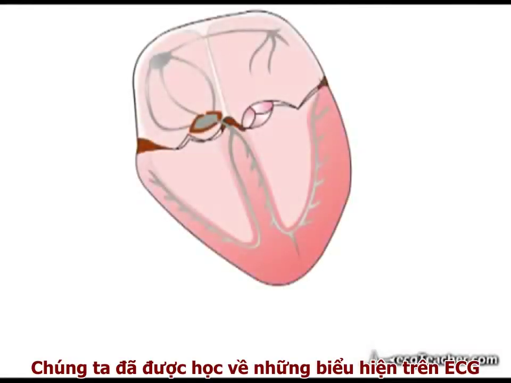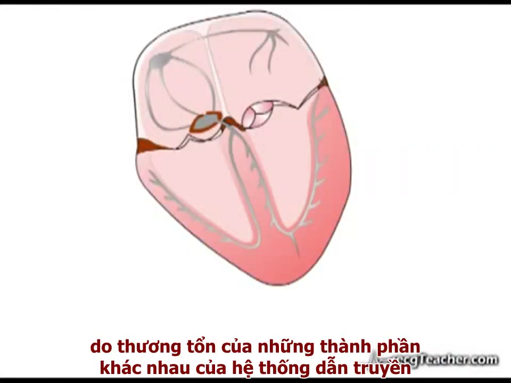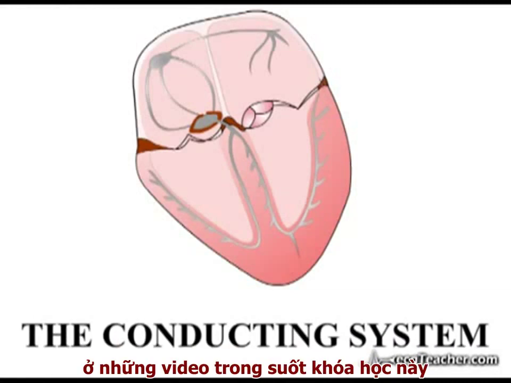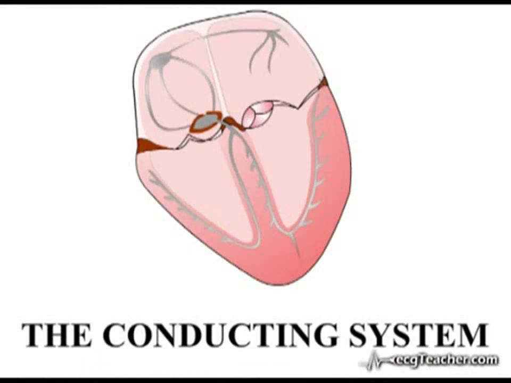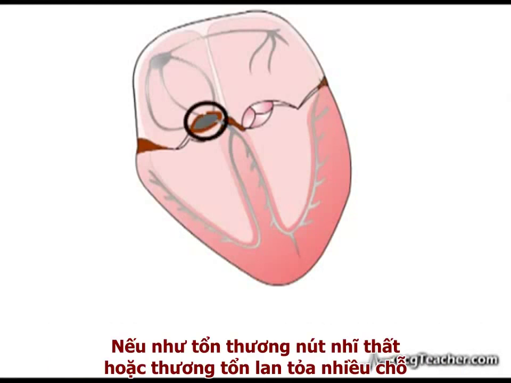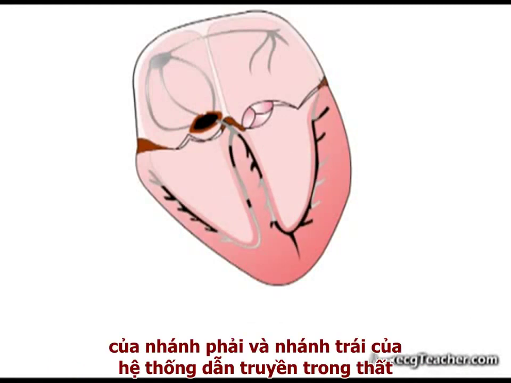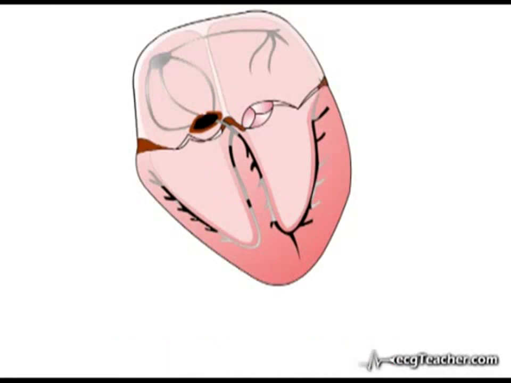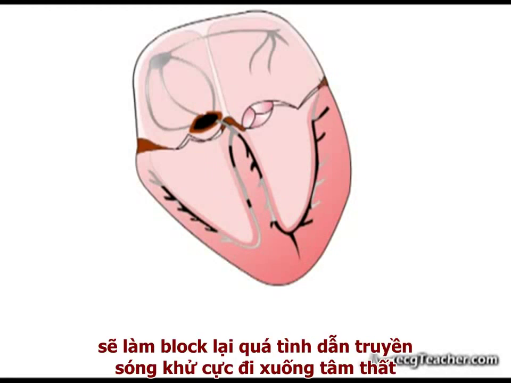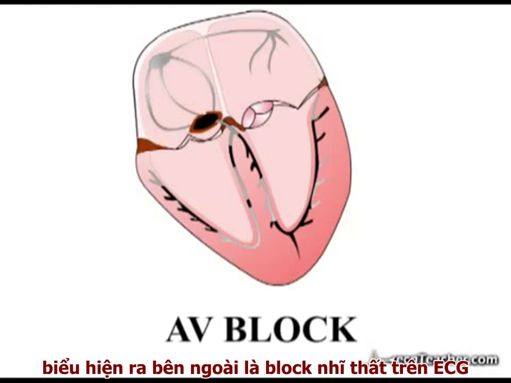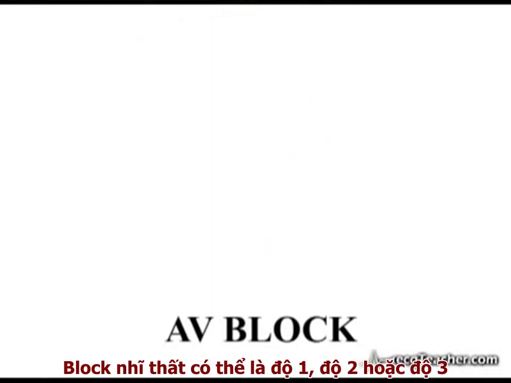We have studied the ECG manifestations resulting from damage to different components of the conducting system in videos spread throughout this course. We will now briefly review the ECG diagnosis of conducting system abnormalities. Damage to the AV node or diffuse damage to multiple components on the right and left sides of the intraventricular conducting system impairs the transmission of atrial depolarization into the ventricular myocardium, manifesting as AV block on the ECG.